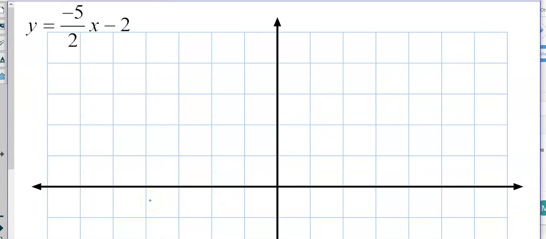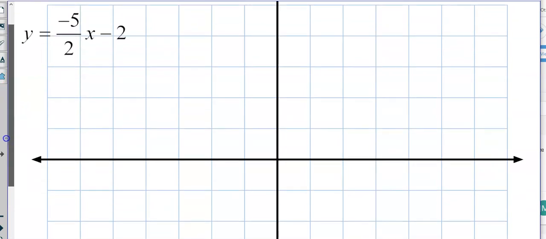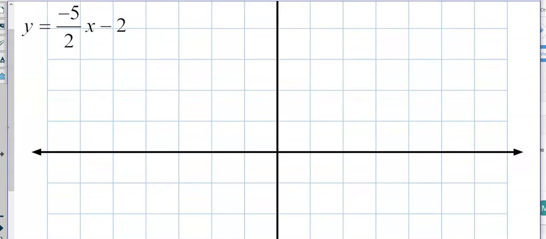Let's try this one. So negative 5x minus 2 here. So just move this down just a touch here. Okay, so negative 5x minus 2. Always start with the y-intercept. That would be -2, and the slope is negative 5/2. So you could really think of that, if it's easier, as 5 over negative 2 or negative 5 over 2. It works the same way.